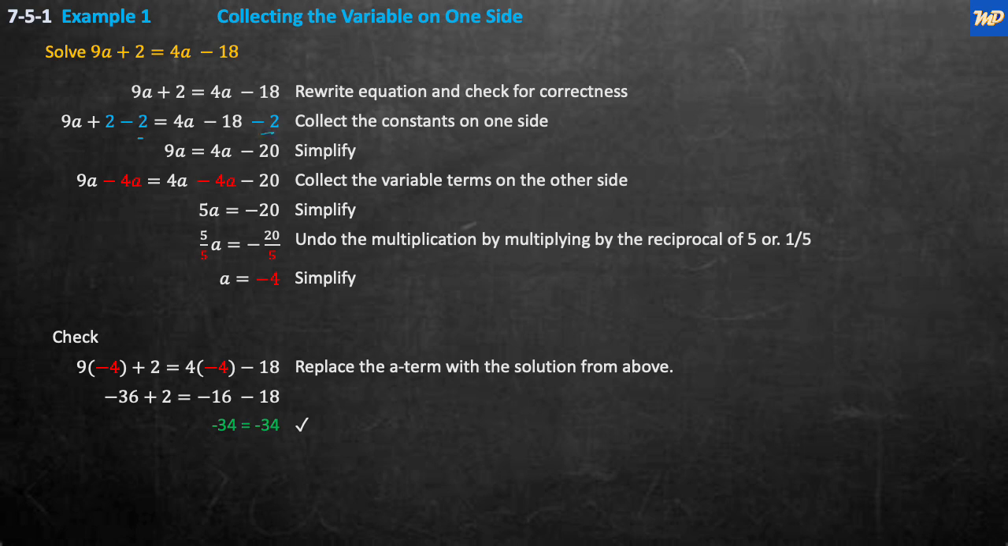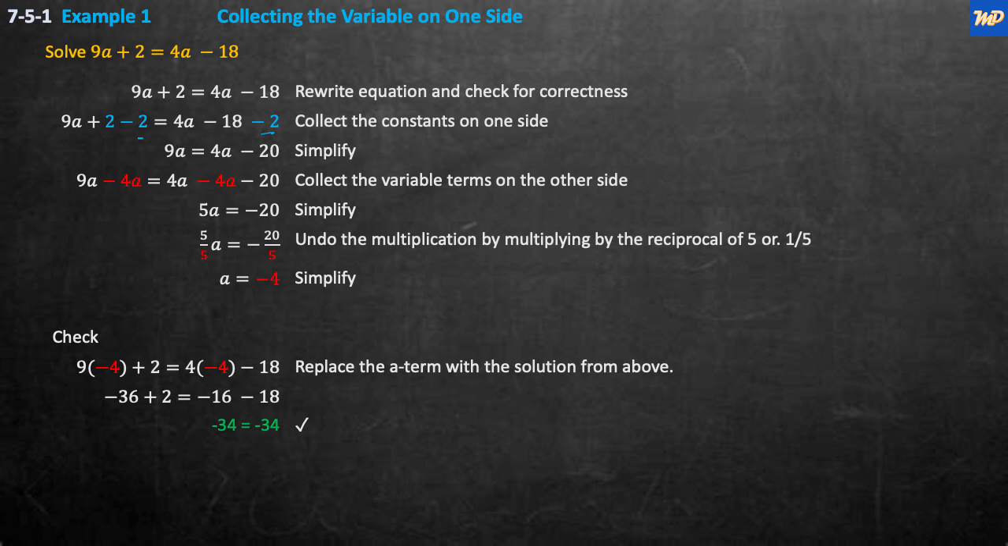When we simplify it, we're going to get rid of the 2's on this side and put the 2 on the right side. So we're going to have 9a equals 4a minus 20, because we had minus 18 and minus 2 is minus 20. That's simplifying the constants.